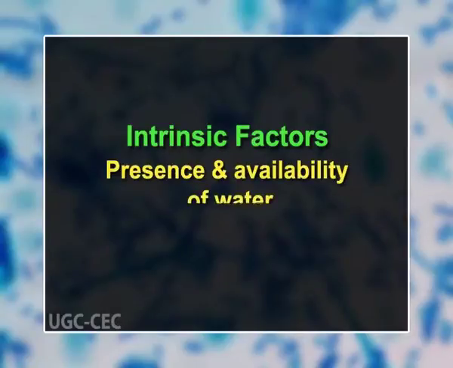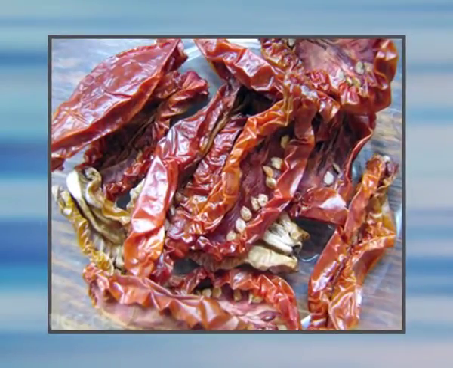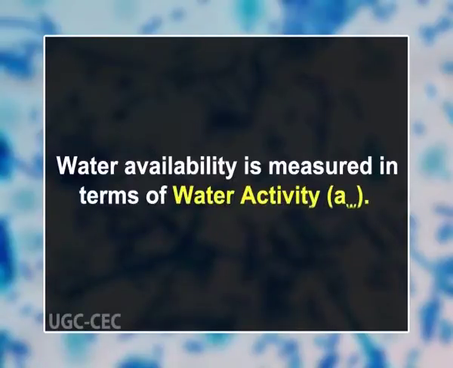Now, presence and availability of water. The presence and availability of water also affect the ability of microorganisms to colonize foods. Simply by drying a food, one can control or eliminate spoilage processes. Water, even if present, can be made less available by adding solutes such as sugar and salt. Water availability is measured in terms of water activity, denoted by AW. This represents the ratio of relative humidity of the air over a test solution compared with that of distilled water.